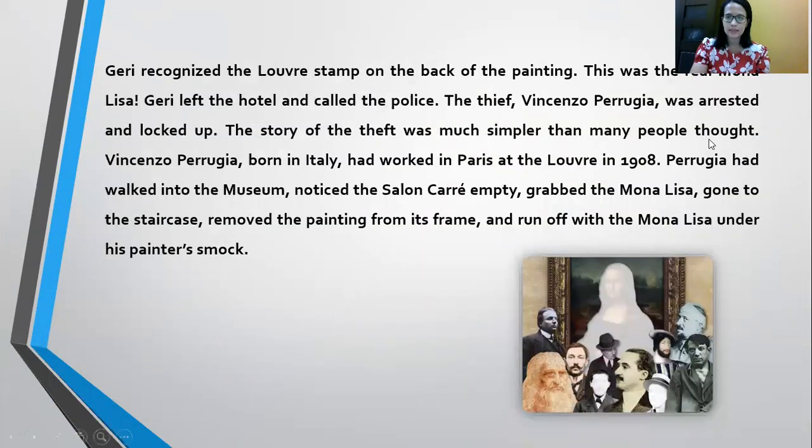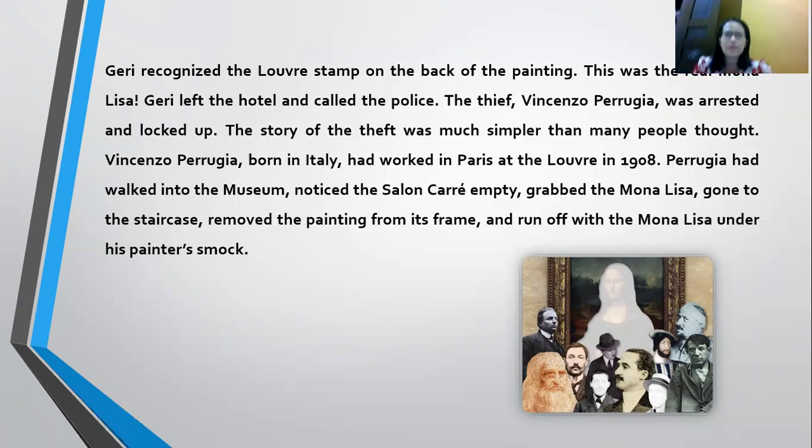Okay, next. This is the last one. Gary recognized the Louvre stamp on the back of the painting. This was the real Mona Lisa, and Gary left the hotel and called the police. The thief Vincenzo Perugia was arrested and locked up.